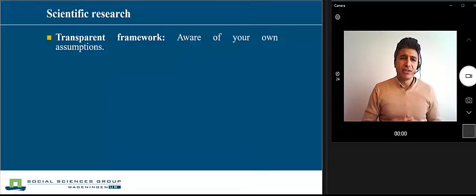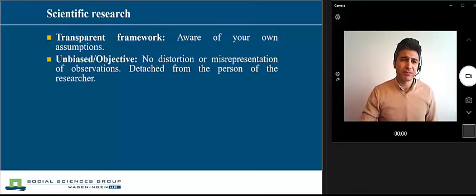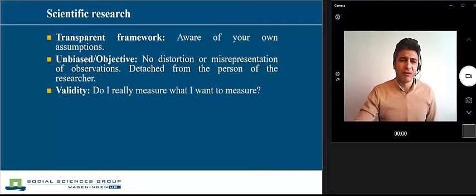So, scientific research should be transparent. That means that you need to know about your own assumptions. Everything has to be clear and transparent when you, for example, write your master thesis. There should be no distortion or misrepresentation of the observations. It should be detached from the person of the researcher. Basically, that means that if somebody else also does the same research, they should also come up with the same findings.